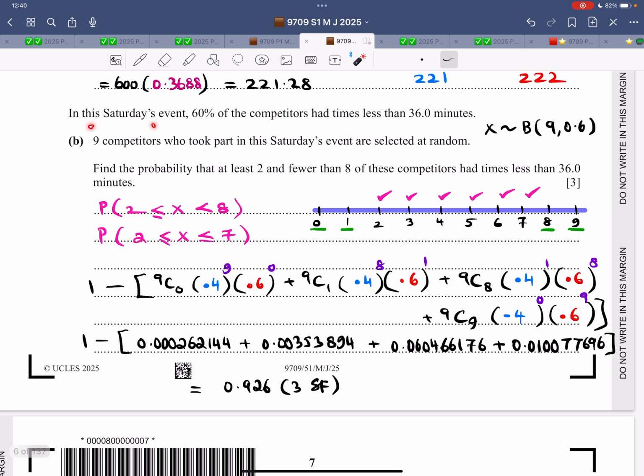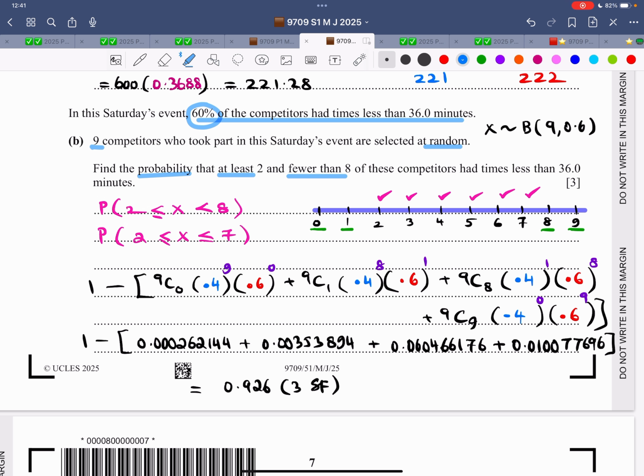In the Saturday event, 60% of the competitors, now let me highlight this, 60% of the competitors had time less than 36 minutes. So less than 36 is 60%. 9 competitors who took part in the Saturday's event are selected at random. Find the probability that at least 2 and fewer than 8 of these competitors had time less than 36 minutes.